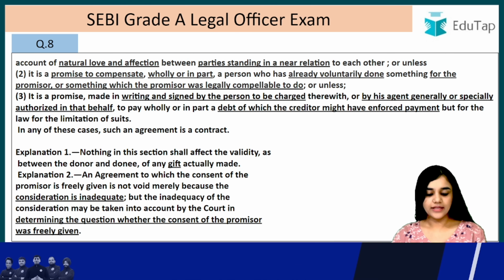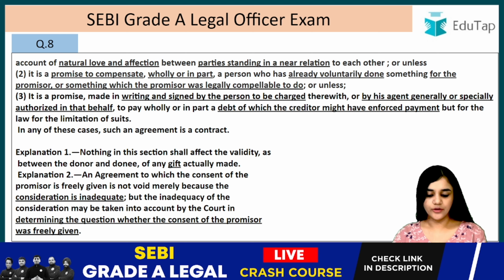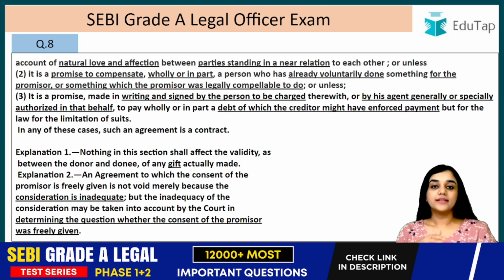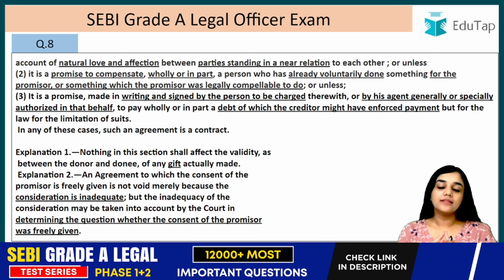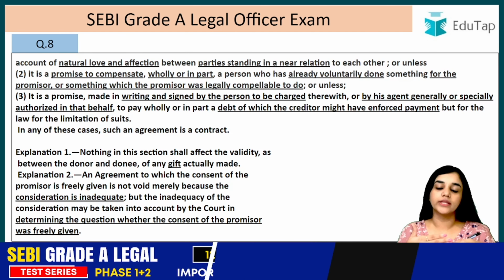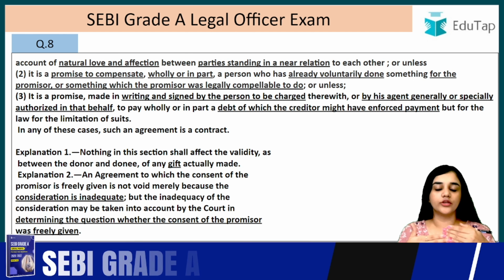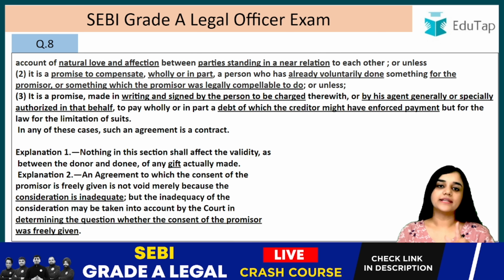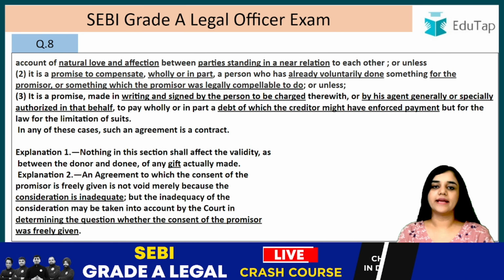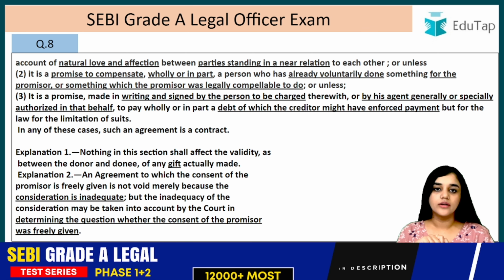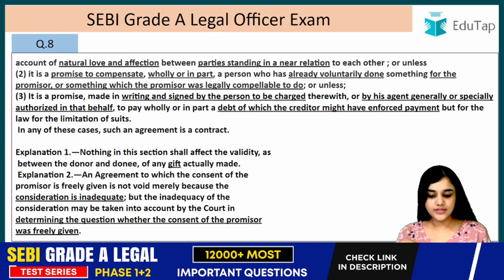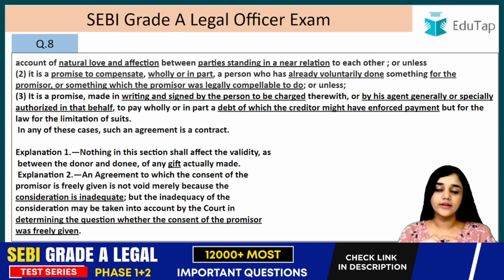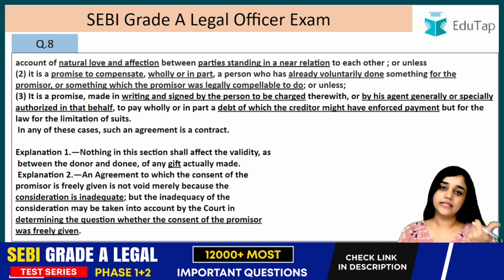Nothing in this section shall affect the validity as between the donor and donee of any gift actually made. By this explanation we know that it does not mean that we cannot gift anything to someone we are not in close relation with. You have the right, you can gift your house to your friend if you want, right? But that will come under gift, and that is covered by the TPA. The provisions of gift are given in the TPA but not in the Indian Contract Act. So gift is not covered in the Indian Contract Act, it is covered in the TPA, right?